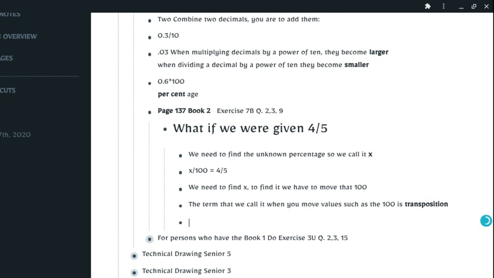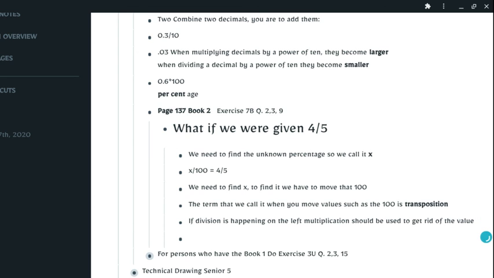So the rule is that if you have 100 dividing X, to get it off of the X, you do the opposite of what it's doing. Let me explain. If division is happening on the left, multiplication should be used to get rid of the value. Let's look at an example quickly. If I told you that I have a half being multiplied by 2, a half being multiplied by 2.